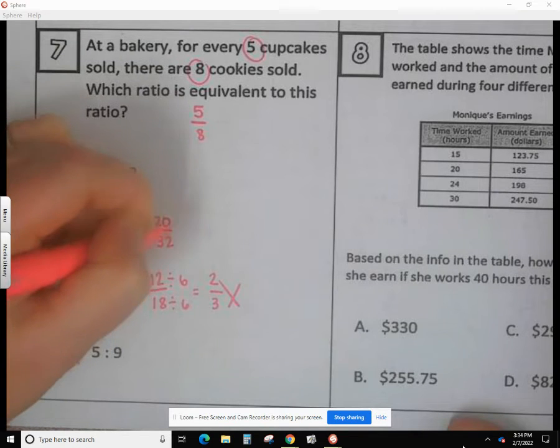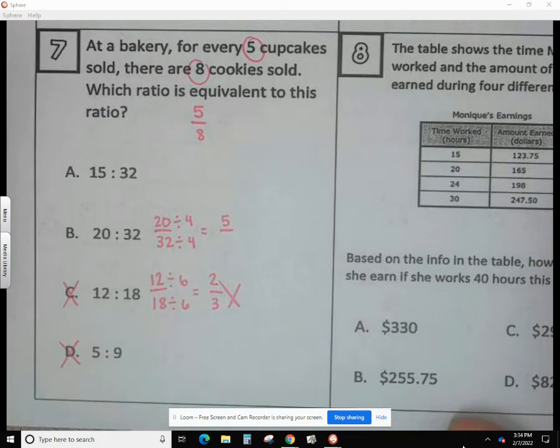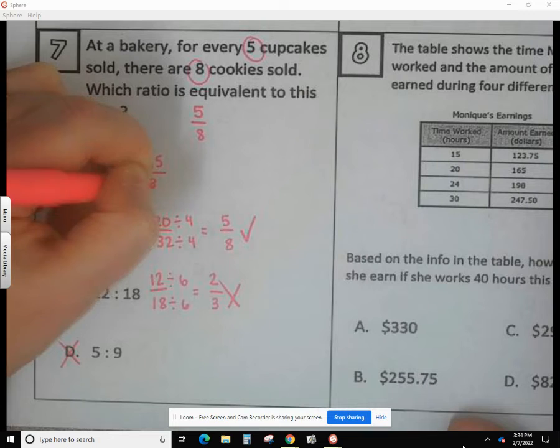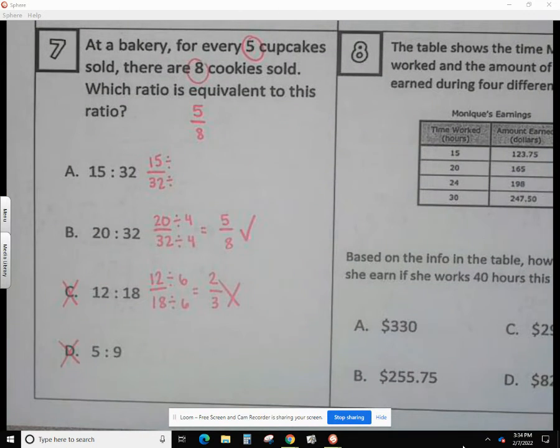20 and 32, those are both divisible by 4. 4 goes into 20 5 times, and 4 goes into 32 8 times. So that was the ratio we're looking for. So that's probably our answer, but we want to make sure. 15 and 32. 15 is divisible by 5, 3, and 15, but none of those go into 32 evenly. So that means that there's nothing that we can divide those by. So that is not the ratio we were looking for. So the only one that was equivalent to 5 to 8 was answer choice B.